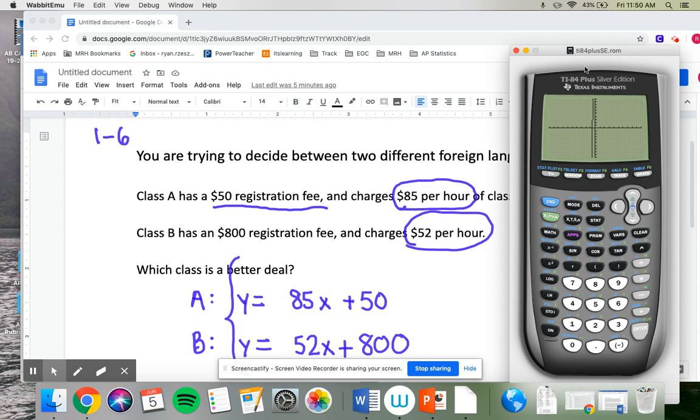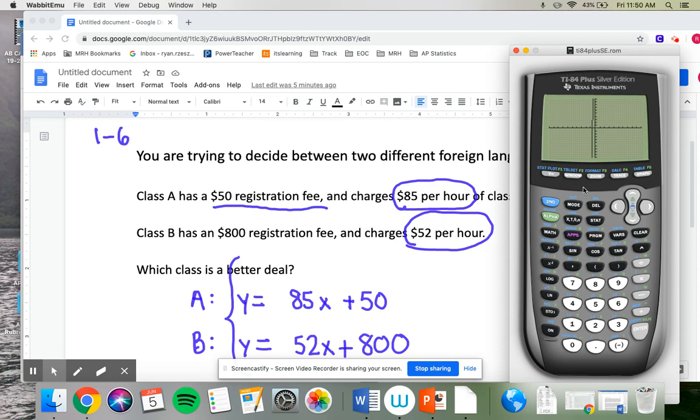And this is terrible. I can't see anything worth seeing right now in my picture. The reason for that is this tick mark right here goes up to 10. But if you look at your y-intercepts, I have a 50 and I have an 800. Everything is off the picture. It's like way up here right now, and I just can't see it.